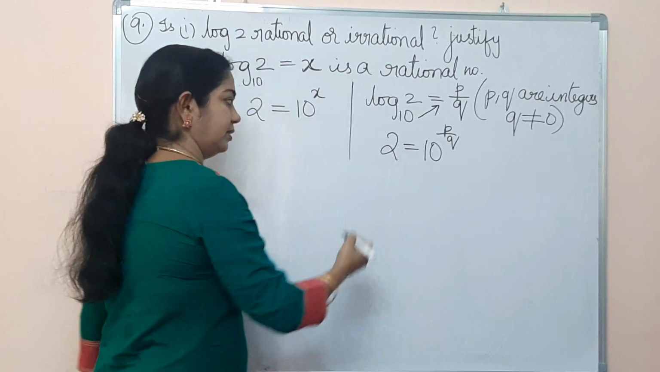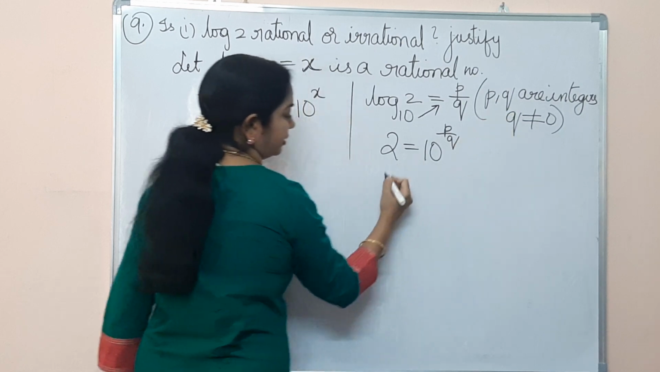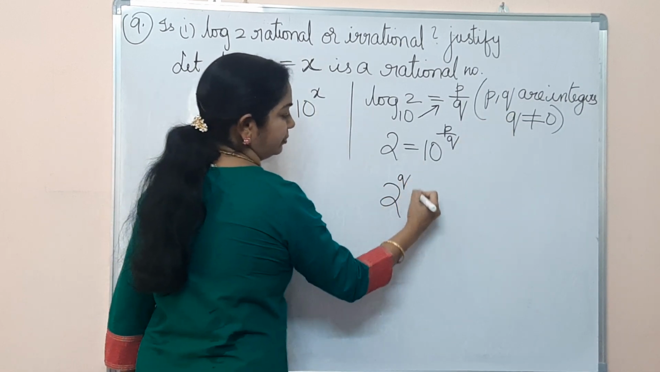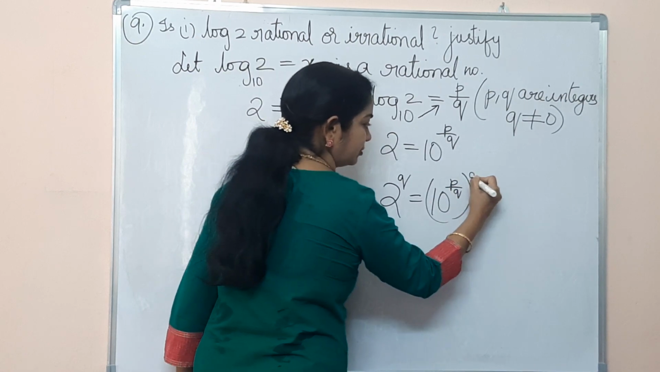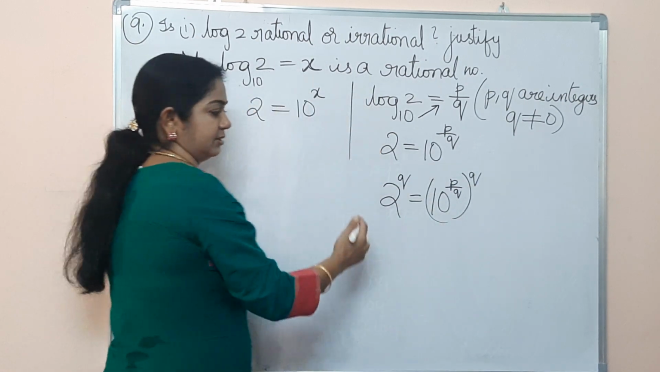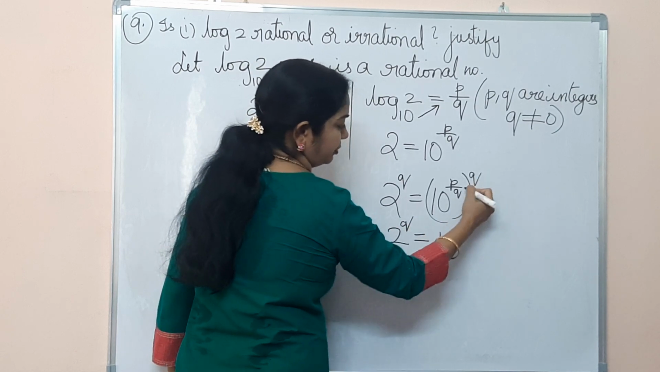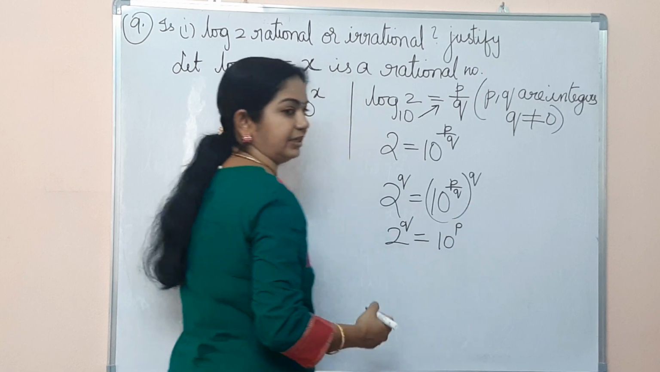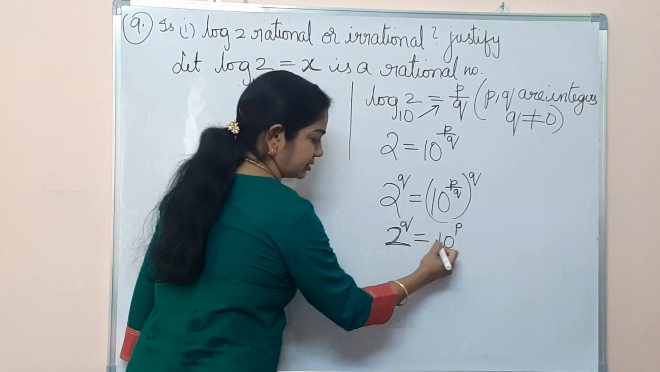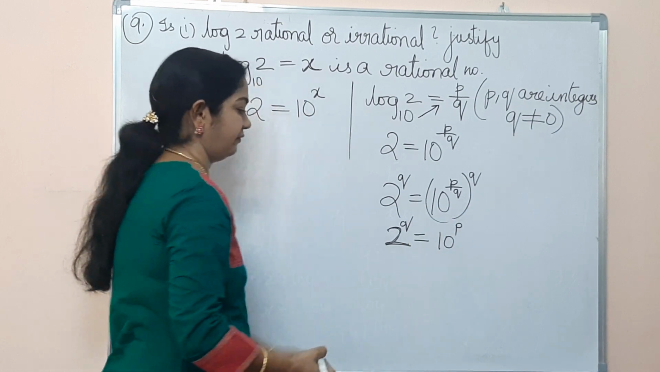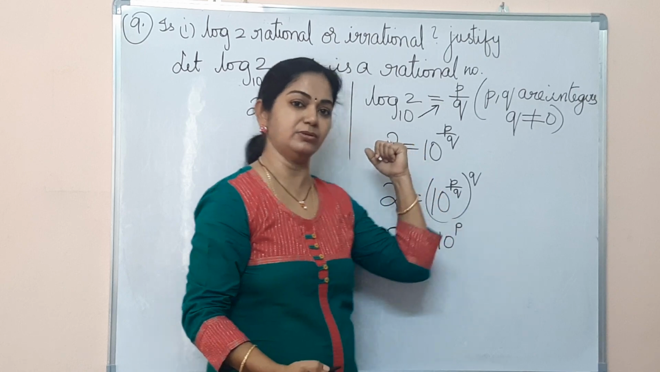Now let me raise both sides to the qth power. 2 to the power of q is equal to 10 to the power of p by q, raised to the qth power. The q cancels, giving 10 to the power of p. So we got 2 to the power of q is equal to 10 to the power of p, where p and q are integers and q must not be equal to 0.